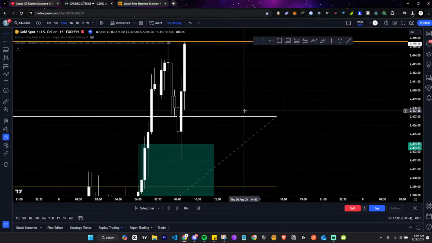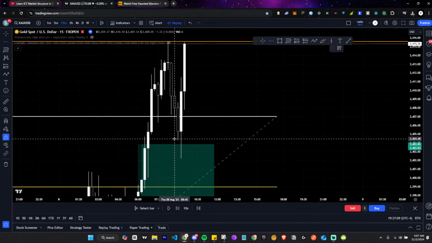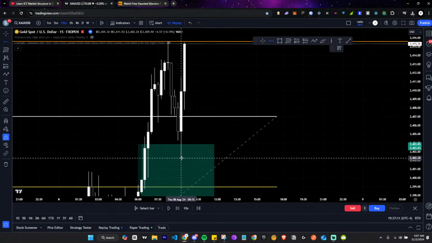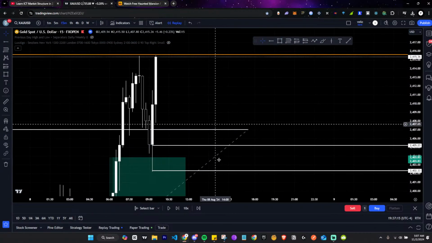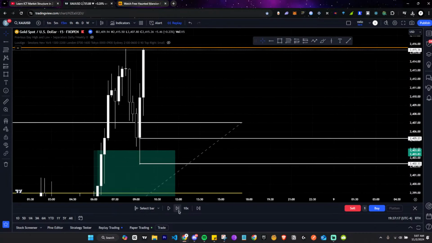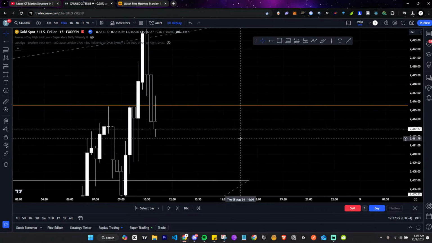We get ran through. The thing is, you see over here, this candle took out both of these highs. So if price crosses this line, or even the change in state of delivery, that is a pre-sign that we're going to go that way. So do we see that? No, we don't. We don't see that.